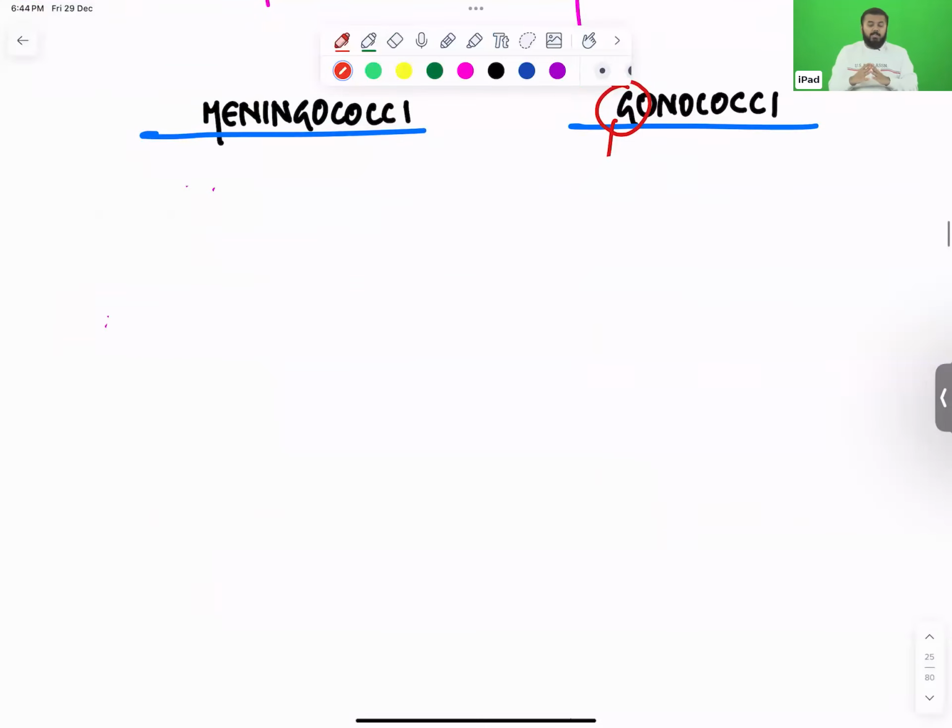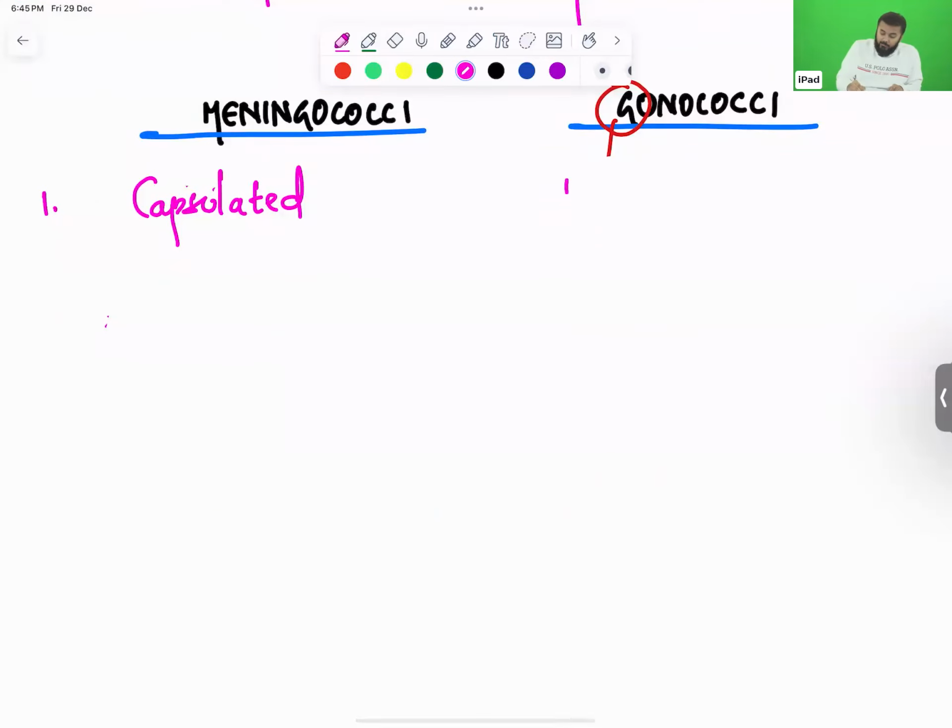Now, if you look at the differences between meningococci and gonococci, the first very important difference is that meningococcus is capsulated. Meningococcus is what? Capsulated. Here we have gonococcus. This is non-capsulated. Capsule nahi hai yahan pe. Non-capsulated. Okay.